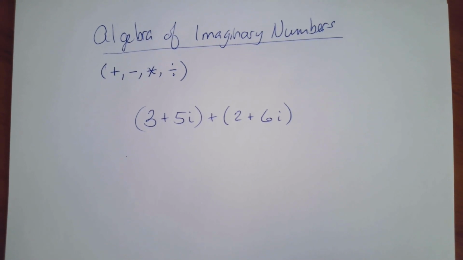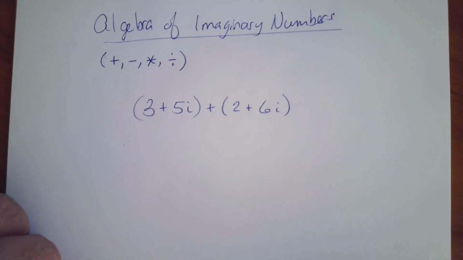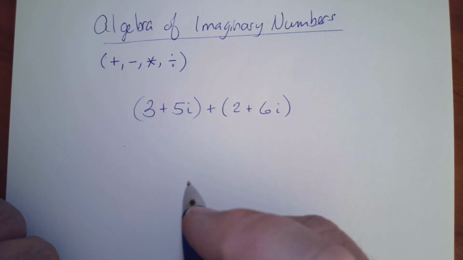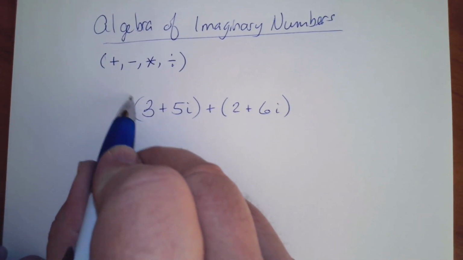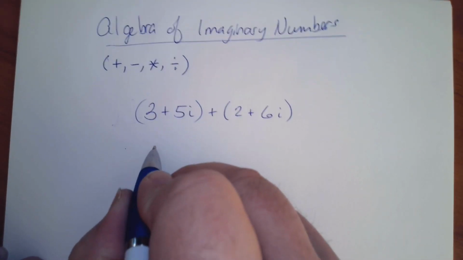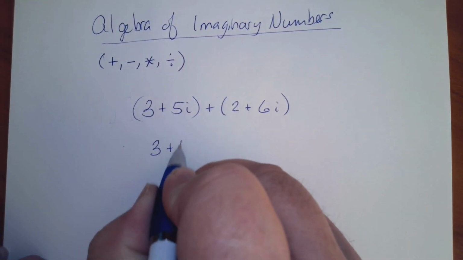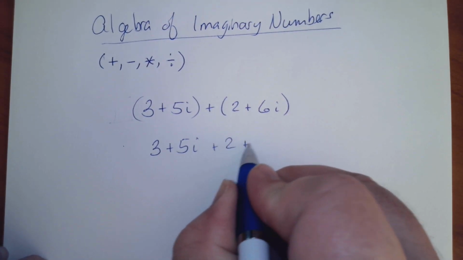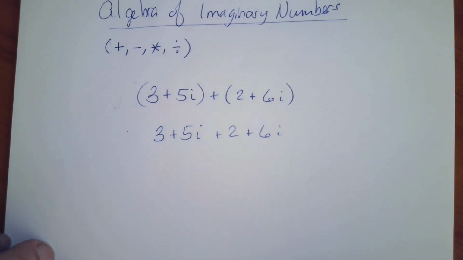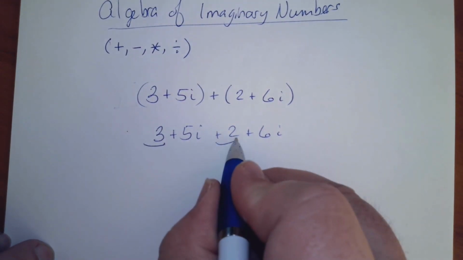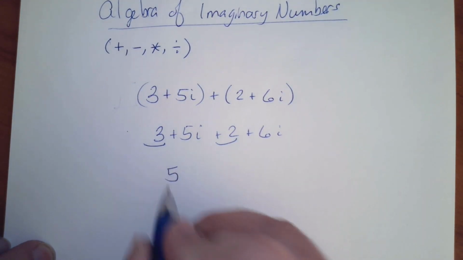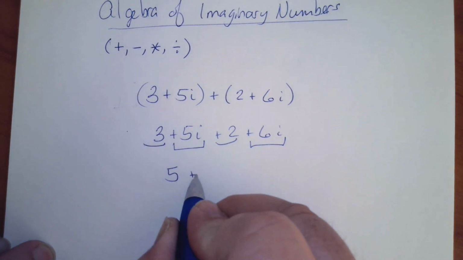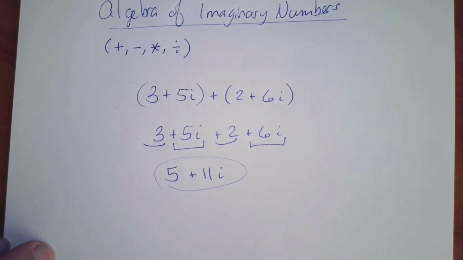So here we're adding two imaginary numbers. All you do is follow the order of operations. First off, are there any coefficients in front of the parentheses? No, so we can just drop the parentheses. This positive goes inside there. Combine like terms. 3 plus 2 is 5. Positive 5i plus positive 6i is a positive 11i. And there's your answer.